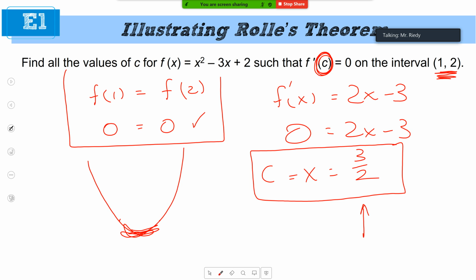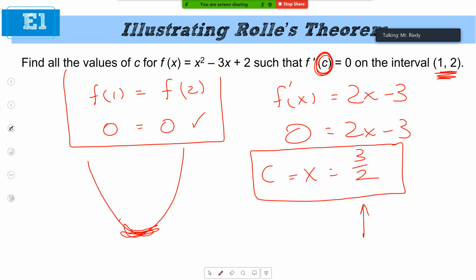Isn't the vertex negative b over 2a? Mm-hmm. Negative. Oh my god. Okay. Yeah, sorry. I'll let you get there on your own. Yeah. Good. Okay. Good? Questions?